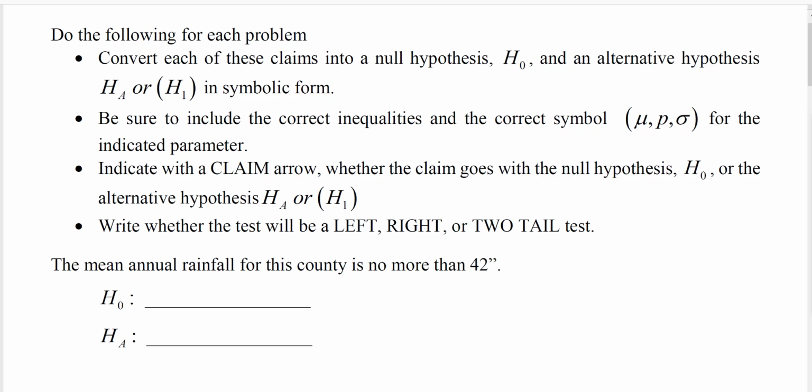Our problem reads, the mean annual rainfall for this county is no more than 42 inches. So first of all, we're dealing with the mean. So the population symbol for mean is mu, so we're going to write mu for both the null and the alternative hypothesis. Then it says no more than. We have to go back to our inequality symbols, and no more than will indicate less than or equal to. Remember, the null hypothesis contains the equal to part, so this will be less than or equal to, and then 42 inches.